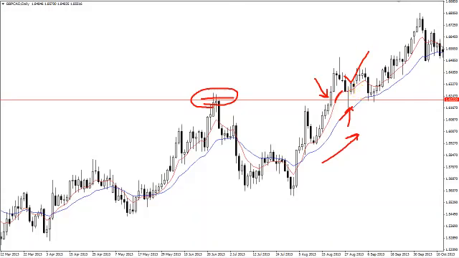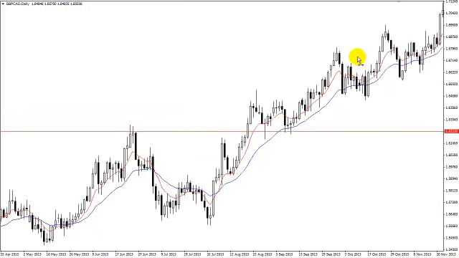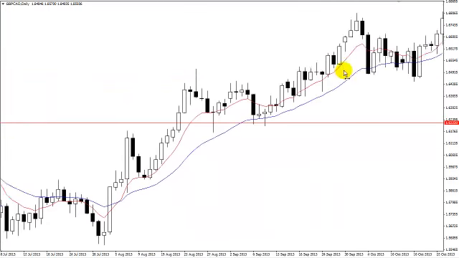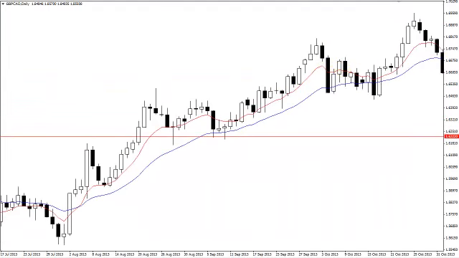Now there's two other pin bars on here that are even better trade setups. And I'll show you why. But first, let's identify those pin bars, and those two are right here. Now, these pin bars also, just like the last one, also have the momentum in their favor. We have the two moving averages. They're also well-formed pin bars with nice long tails.